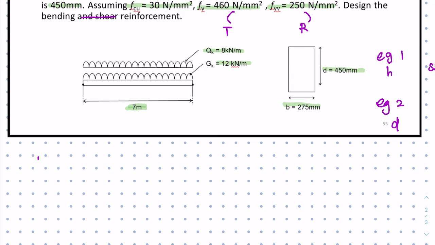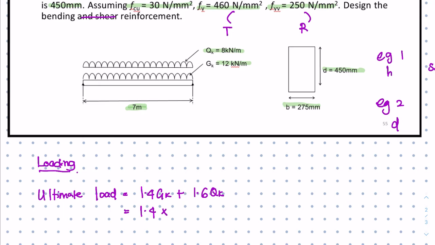To calculate this one, we can simply calculate the loading using the formula for ultimate load, directly without calculating self-weight. So we directly calculate the ultimate load, 1.4 Gk plus 1.6 Qk. Then 1.4 you just multiply with the Gk, 12 kilonewton per meter, plus 1.6 times 8 kilonewton per meter. You will get the ultimate load 29.6 kilonewton per meter.